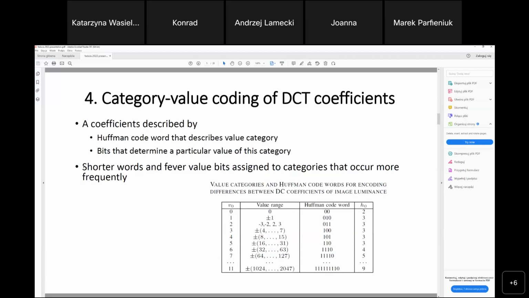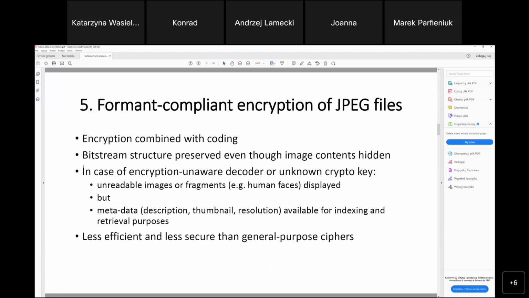And now we have a background to switch to the general subject of my work. Namely, my work is related to format compliant encryption of JPEG files. Such algorithms combine encryption with data coding. They preserve bitstream structure even though image contents can be hidden.